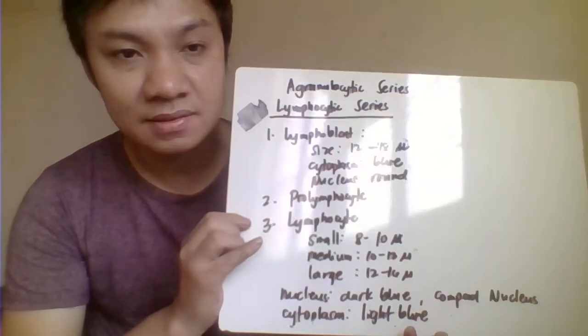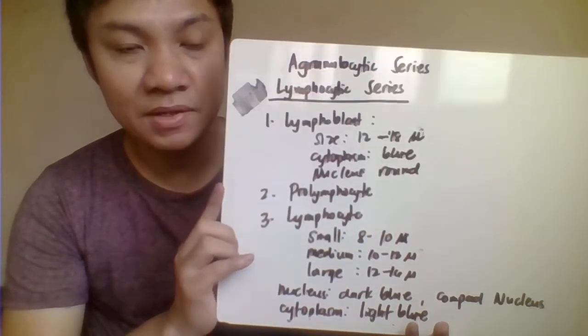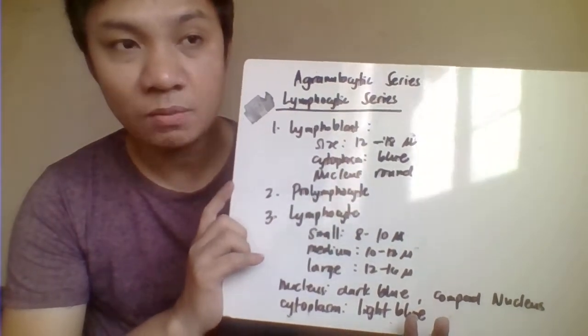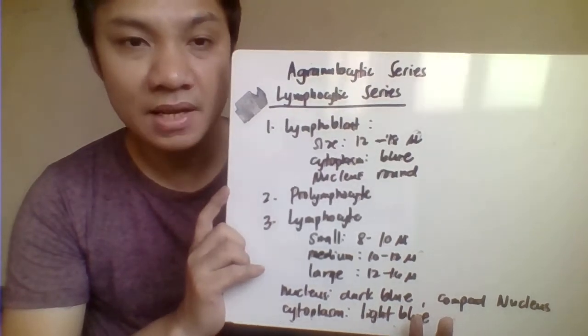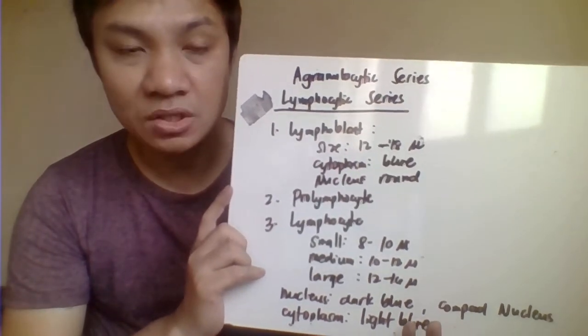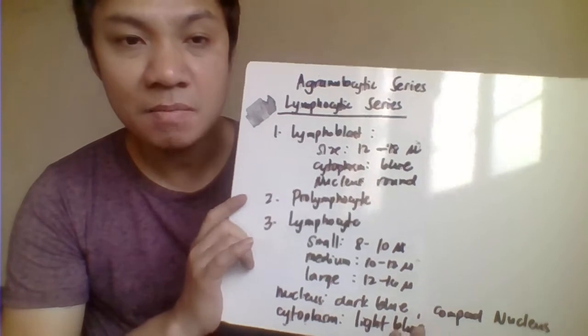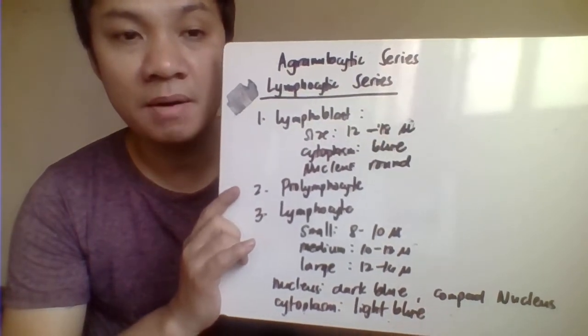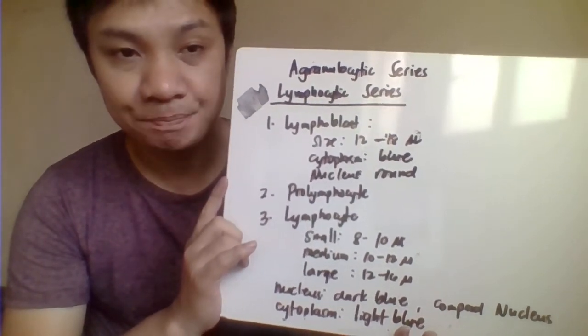Before that, for the maturation of lymphocytes, there are two stages. One is the antigen-independent maturation. The antigen-independent maturation occurs in the primary lymphoid organs.